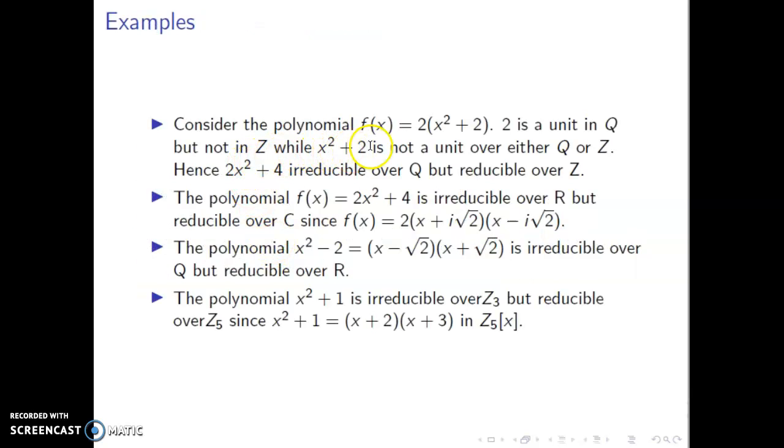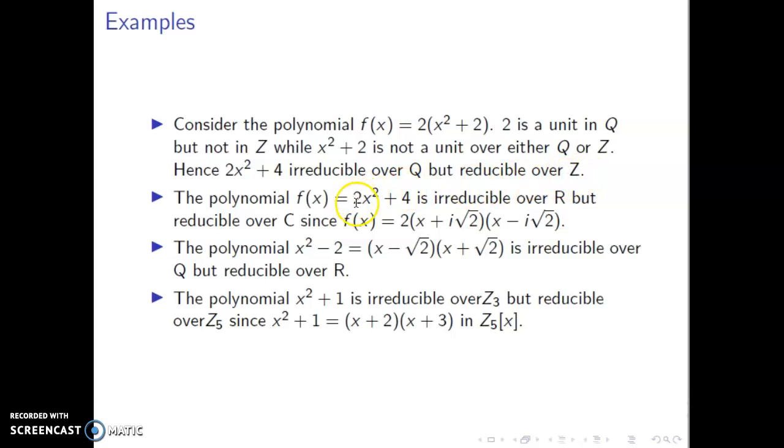Now look at the polynomial f of x equal to 2x squared plus 4, which I can write as 2 into x squared plus 2. Now I know that 2 is a unit over the set of rational numbers, but it's not a unit over the set of integers, while x squared plus 2 is not a unit over either Q or Z. Hence, 2x squared plus 4 is irreducible over Q, but it is reducible over Z.